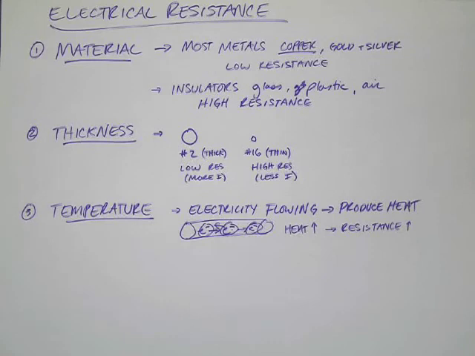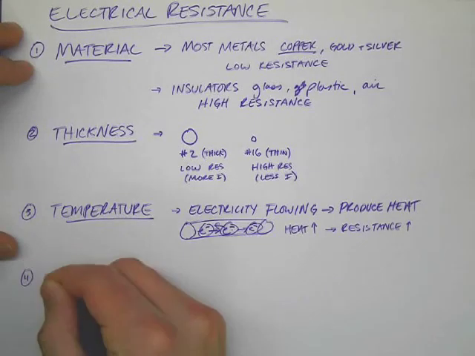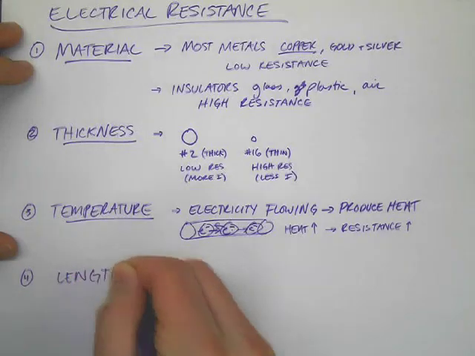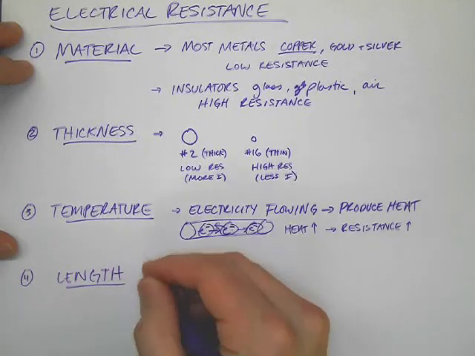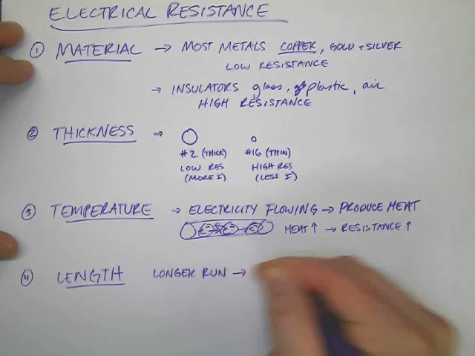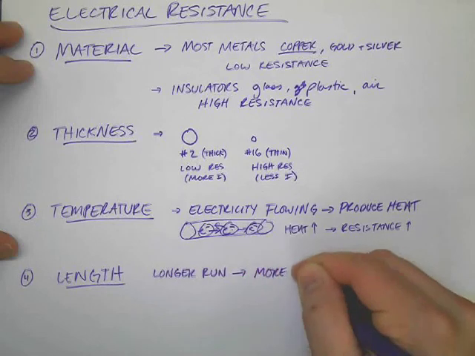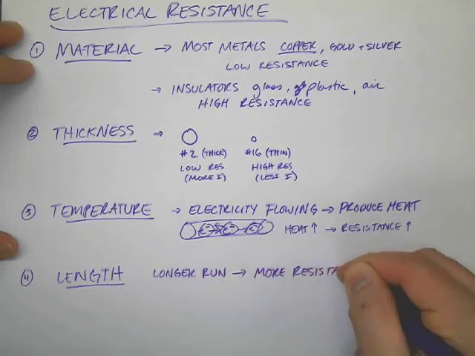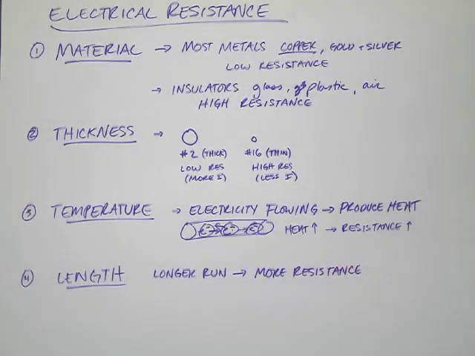And then the last thing we'll say is length. The length of a circuit affects resistance. So a longer run has more resistance. And if you think about it, the electricity needs to pass through a longer section of wire. So as the length of the run increases, it's going to take more and more energy to push that colliding group of electrons through from one side to another.